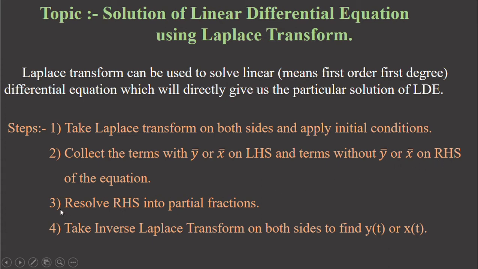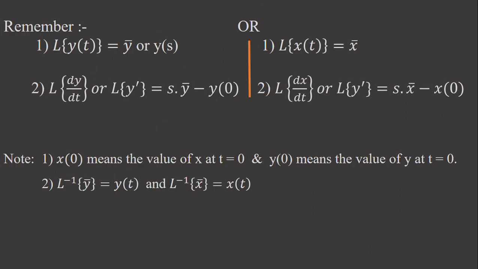The third step is to resolve your RHS into partial fractions. After collecting terms in this way, by the second step, your RHS will be a rational fraction. That rational fraction you first have to convert into partial fractions. That will be the third step. And after converting it into partial fractions, finally you just have to take inverse Laplace transform to both sides to get the required solution y of t or x of t.